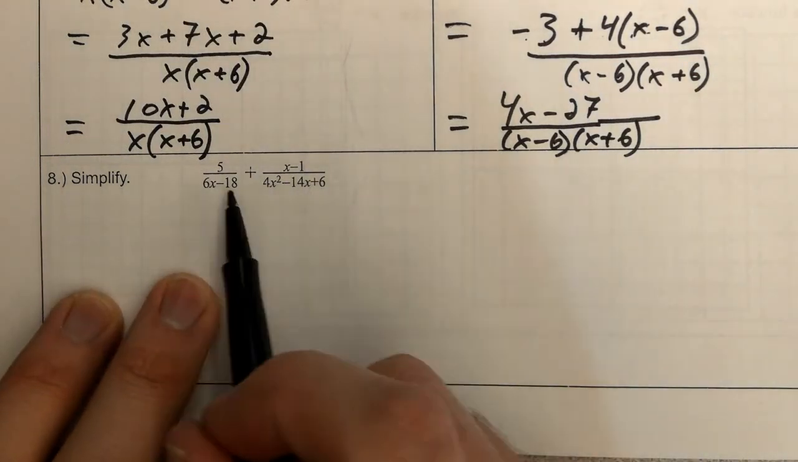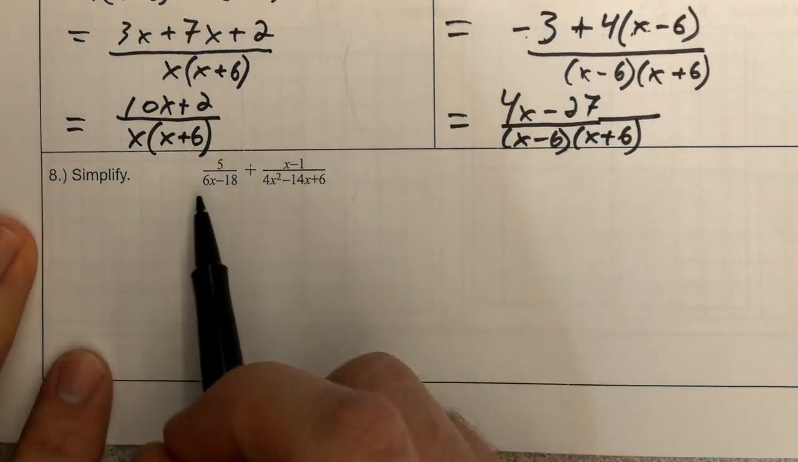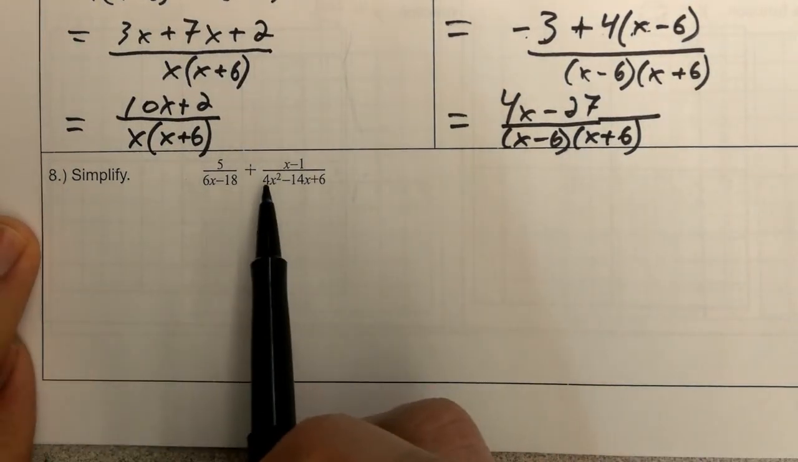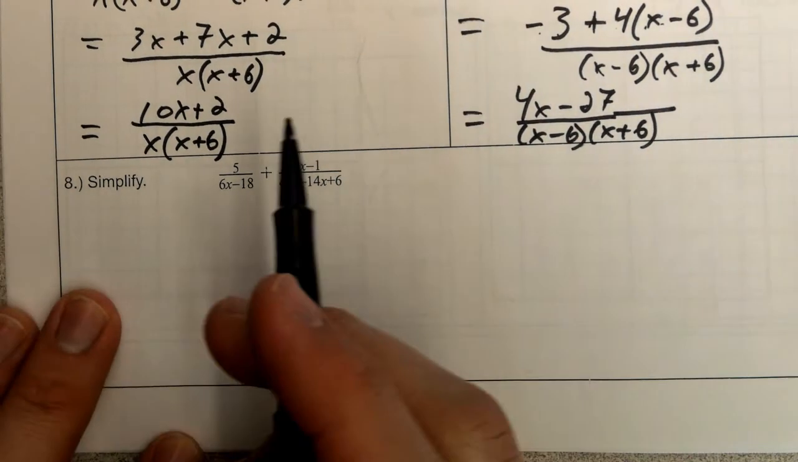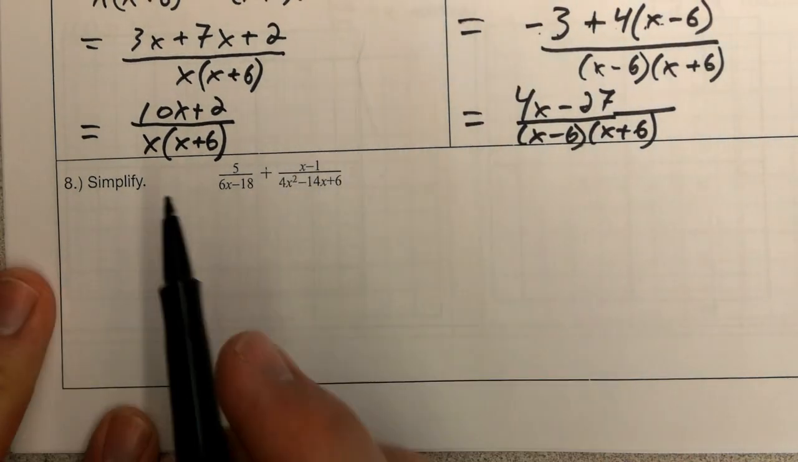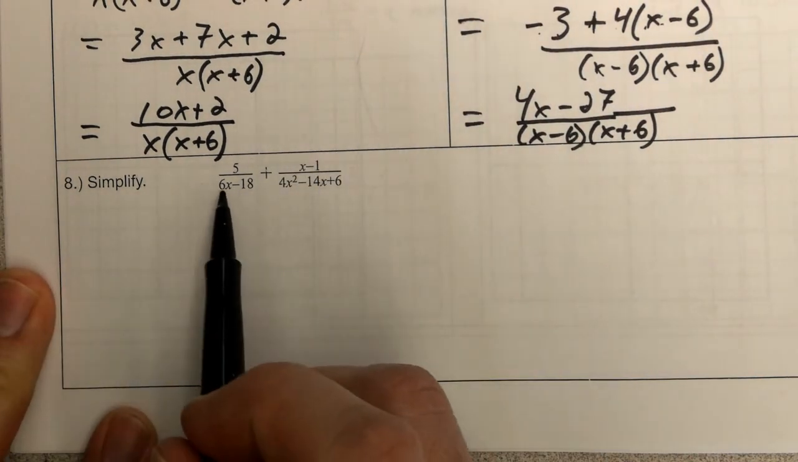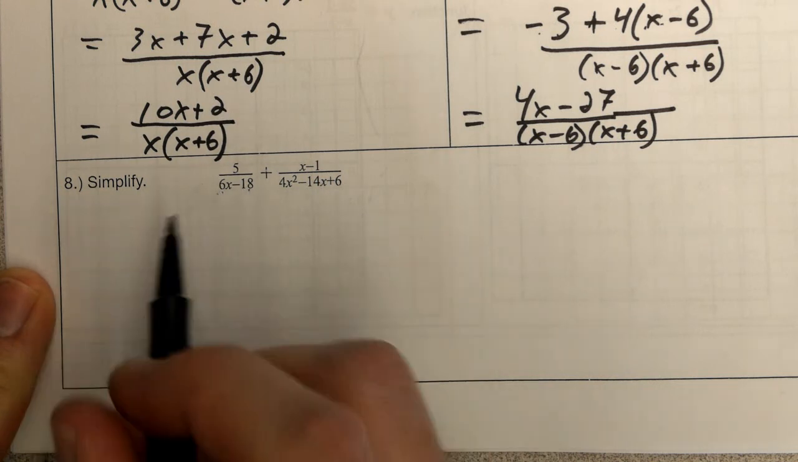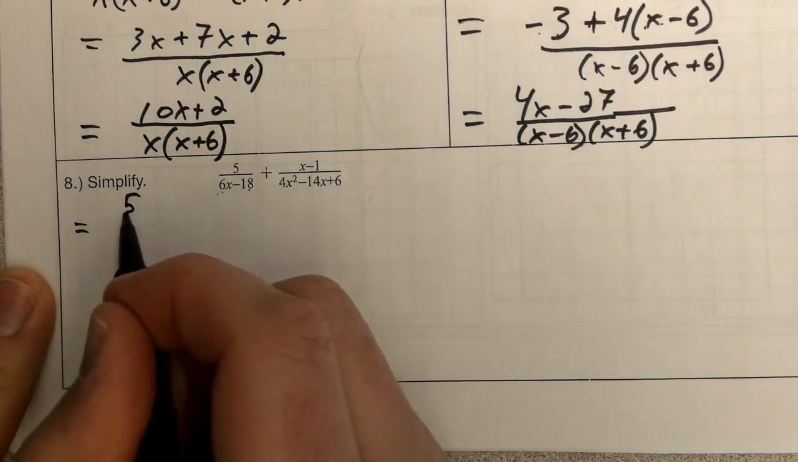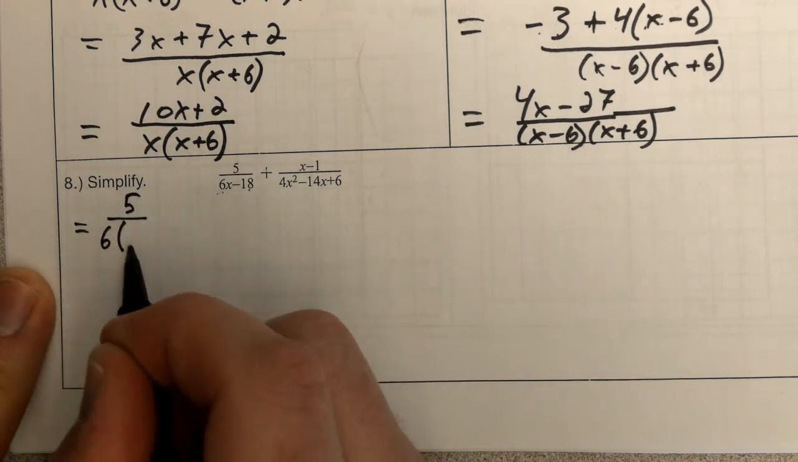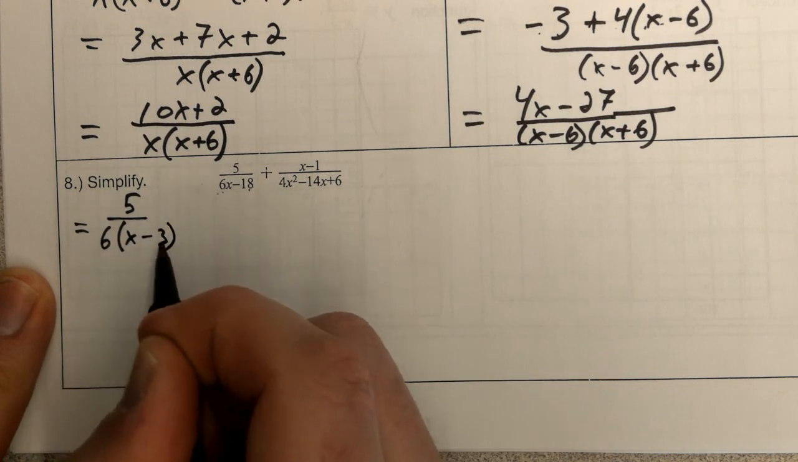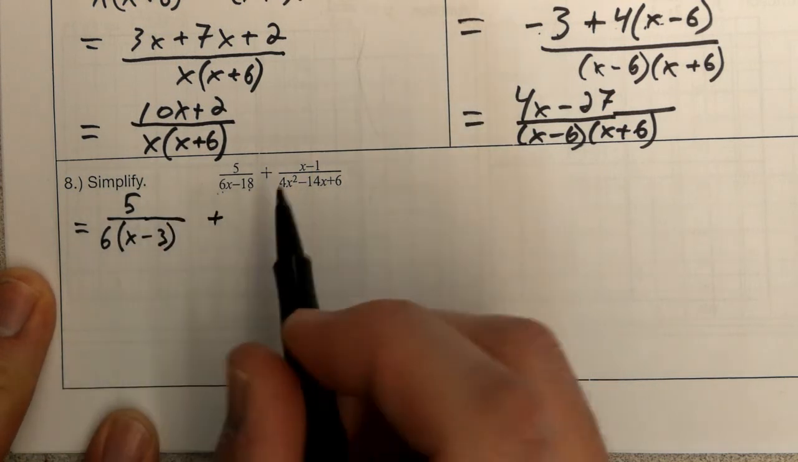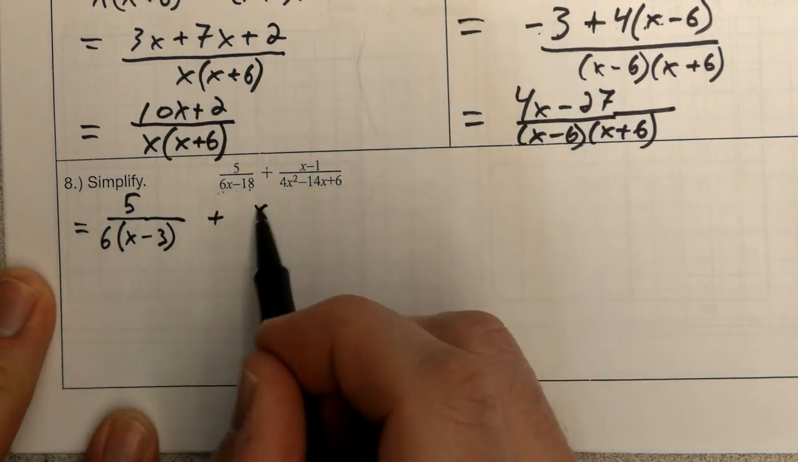Okay, last problem. So same kind of thing here. We're going to have to factor each fraction first, and we're going to be careful while we do this. So 6x minus 18. I noticed that I can factor a 6 out of both the 6 and the 18. So I get 5 over 6 times x minus 3, plus still have the x minus 1 on top, so we'll leave that there.